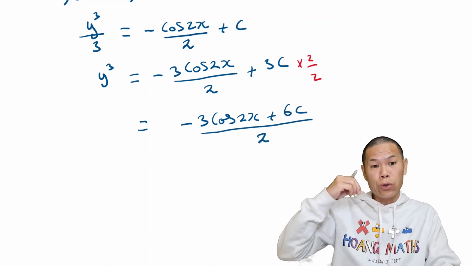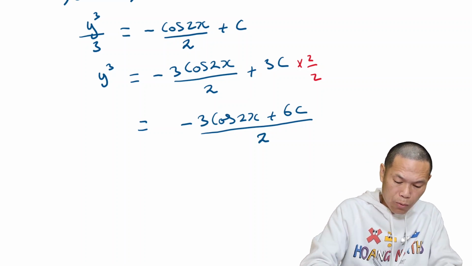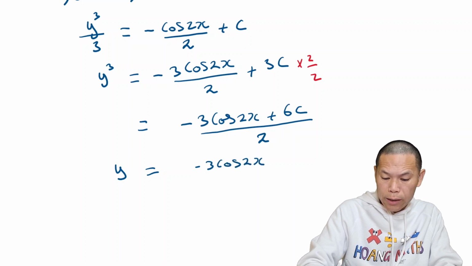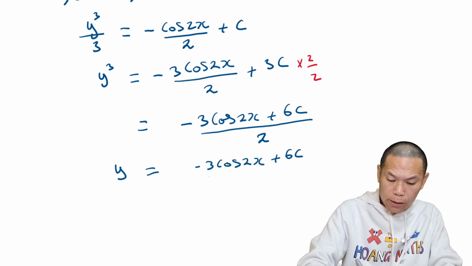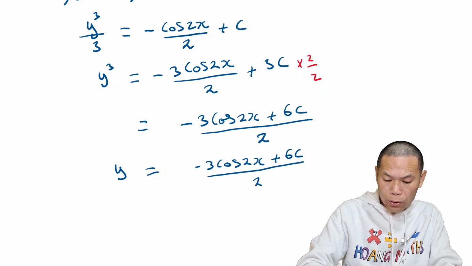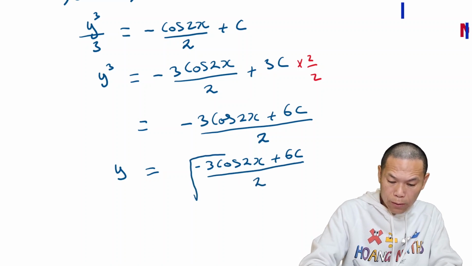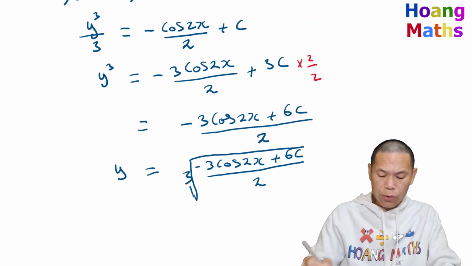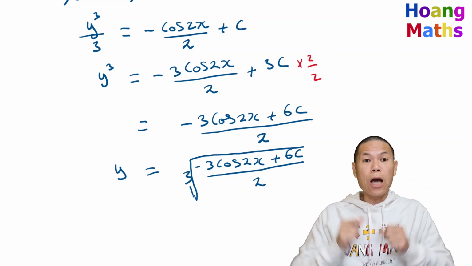So now I just do cube root on both sides. So y is the cube root of negative 3 cos of 2x plus 6c over 2. Don't forget the small 3 for the cube root. So there you go.